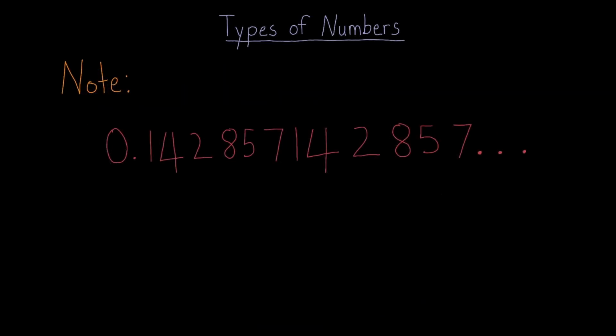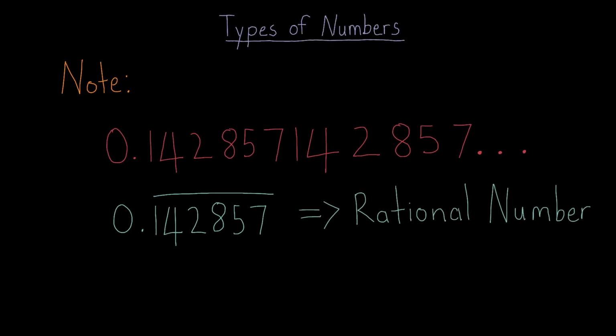Looking at the number 0.142857, you can see that there is a pattern. The digits 142857 repeat. Therefore, that number, which can be written as 0.142857 with a bar above the repeating digits, is a rational number.